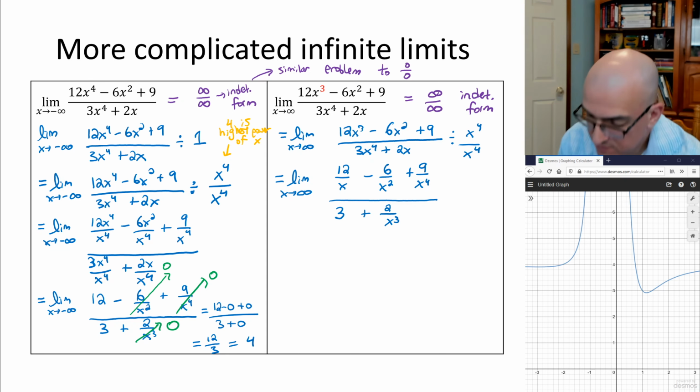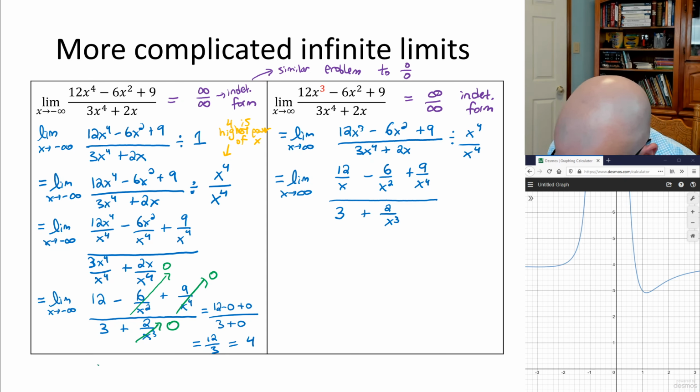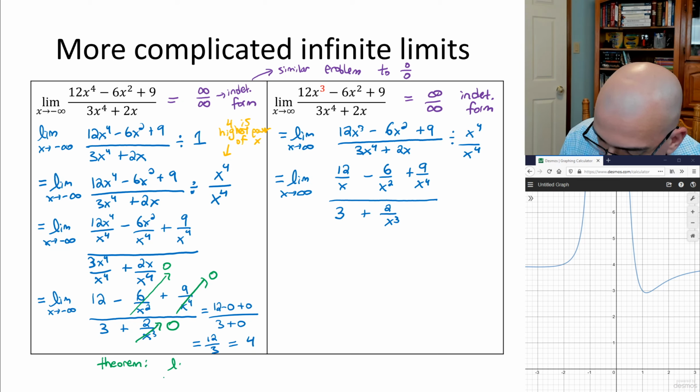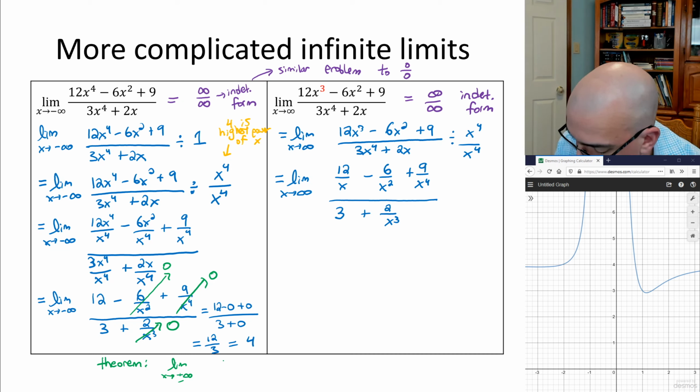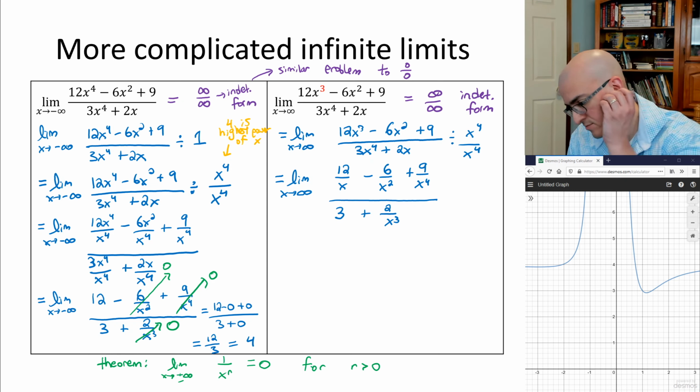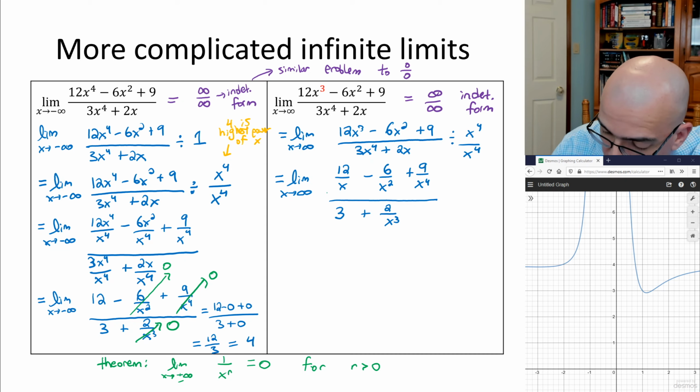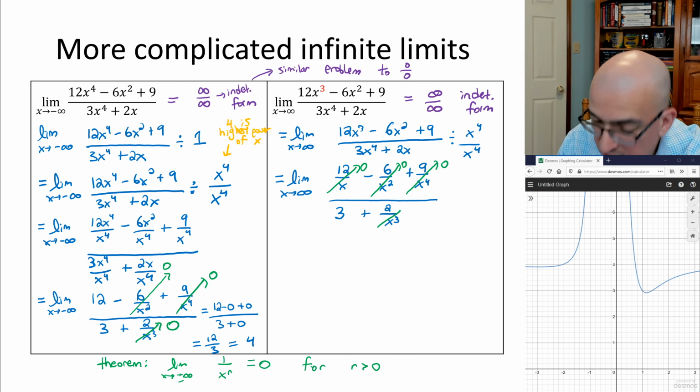Now we use the theorem. I'll put the theorem down here. Theorem says that the limit as x approaches plus or minus infinity of 1 over x to the power of r equals 0 for r greater than 0. So I can use that rule for the 12 over x, that goes to 0. The 6 over x squared goes to 0. 9 over x to the 4 goes to 0. 2 over x to the 3 goes to 0.